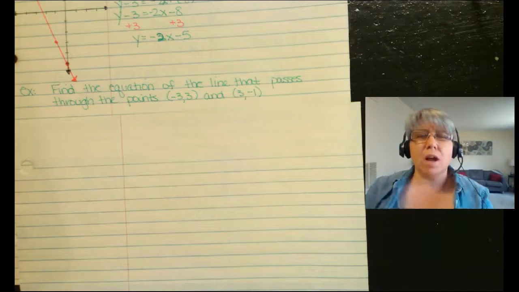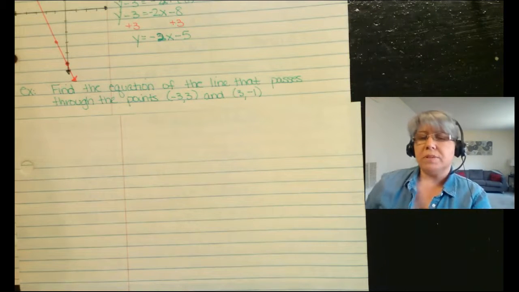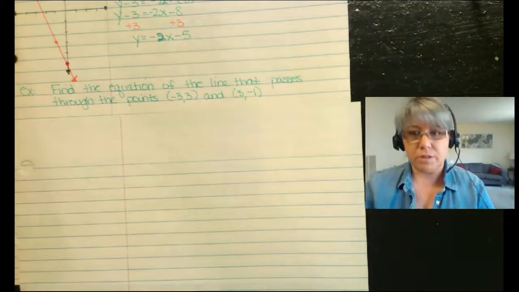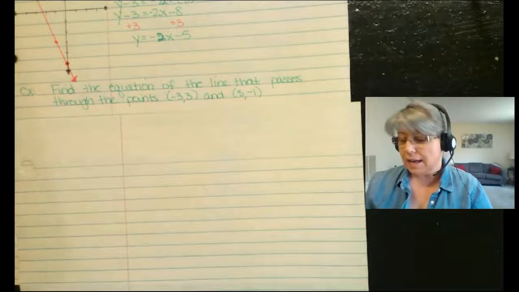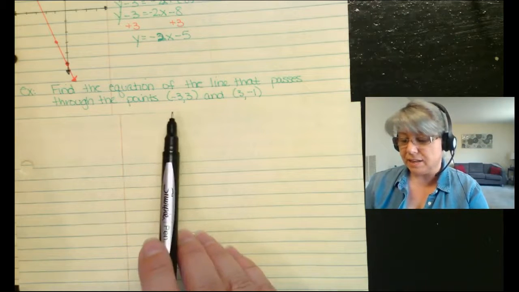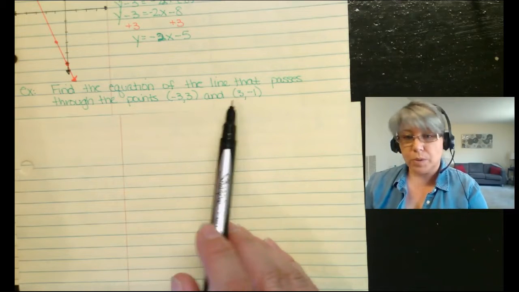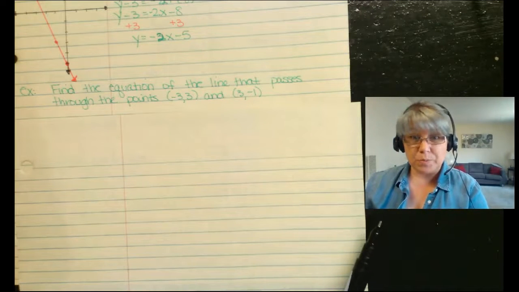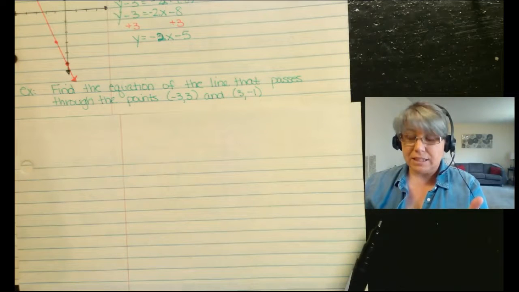So what if I'm not given the slope? What if I'm given 2 points, and from those 2 points I need to find the equation? All right, so in this case, find the equation of the line that passes through the points -3, 3, and 3, -1. I do not have the slope. In slope-intercept form, I need the slope. In point-slope format, I need the slope.